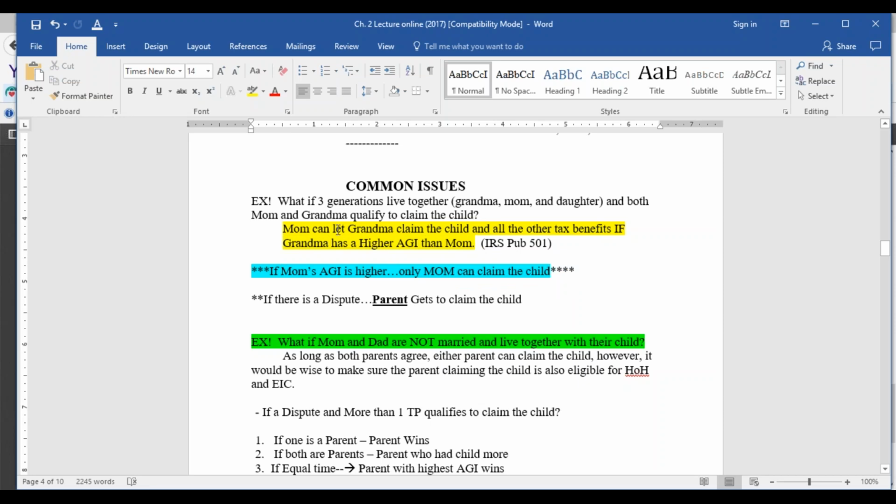So remember I said mom can let grandma claim them if grandma has a higher AGI. If mom is the one with the higher AGI, the adjusted gross income that we talked about early on in the lecture, then only mom would be able to claim it in that situation. So that's something that happens in everyday life that we run across. So it's something you want to be aware of.